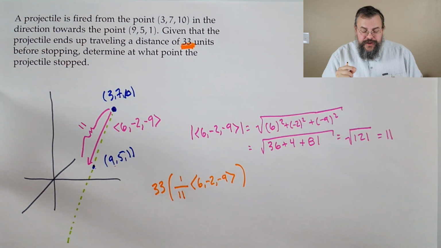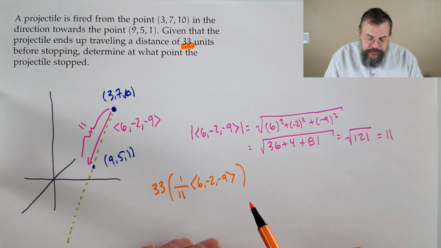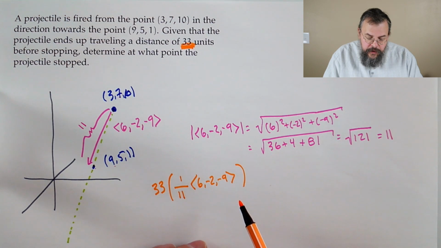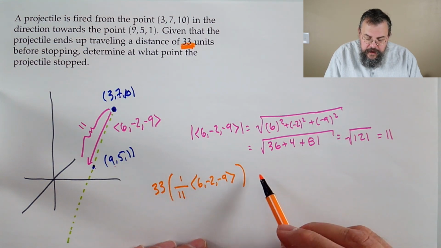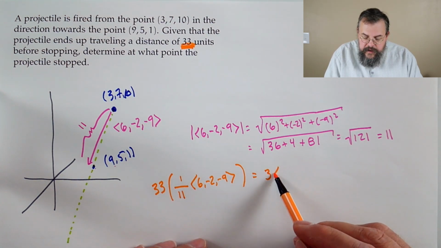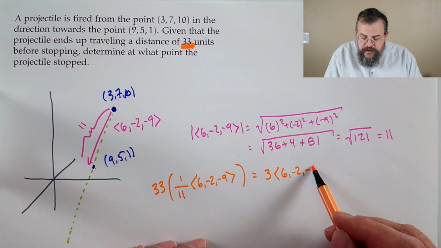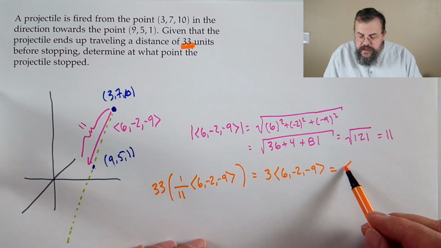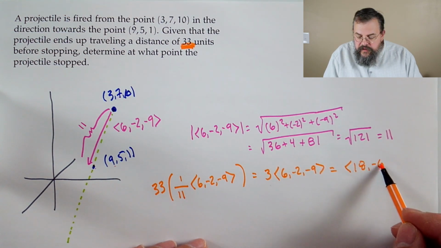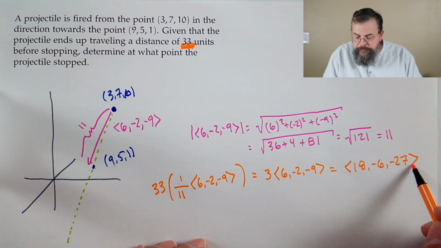Oh, these were nice numbers chosen for us so that we would get a pleasant answer. We like when things work out nicely. All right, so what do we see? Well, this really comes down to 3 times 6, -2, -9, which is 18, -6, -27.